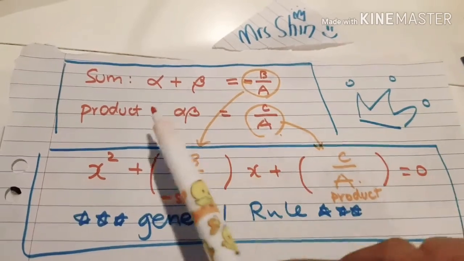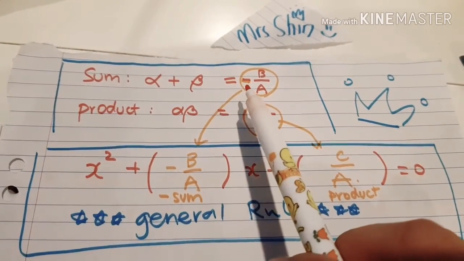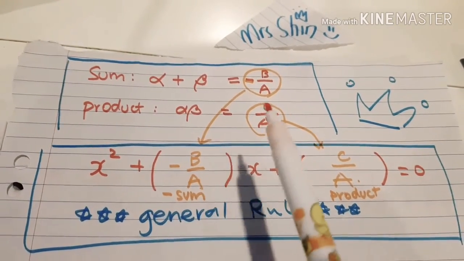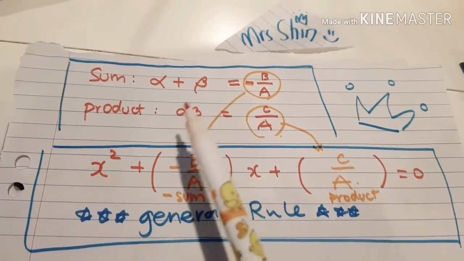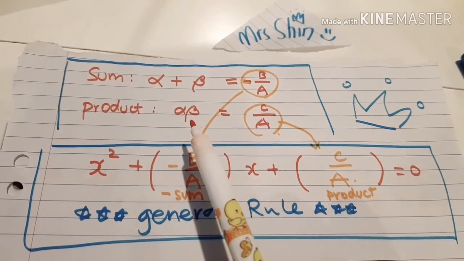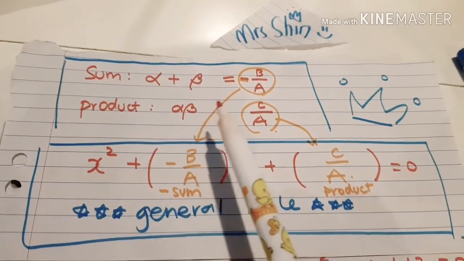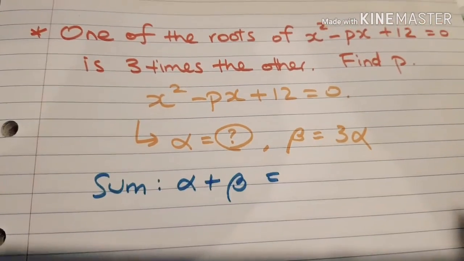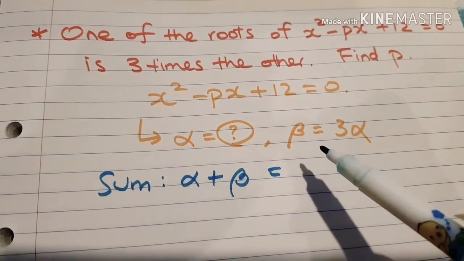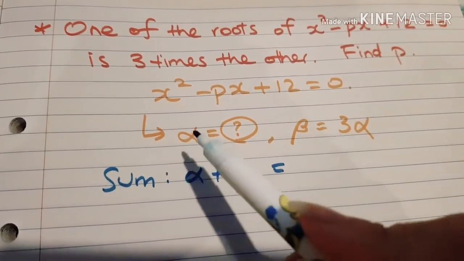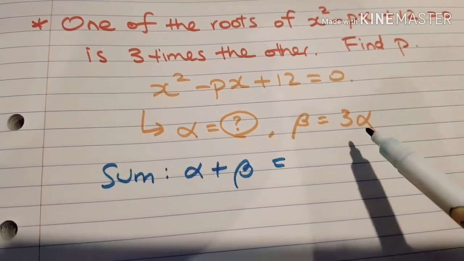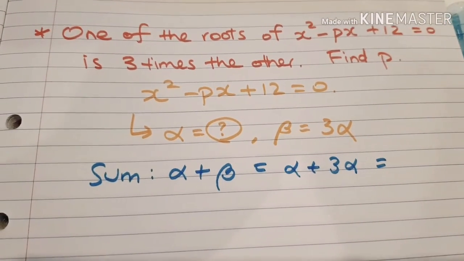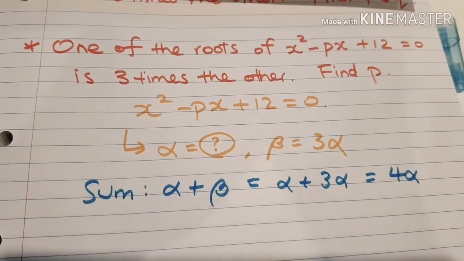Remember last lesson? If I add these roots and manually put negative, it's going to be the value over here. And this one, if I multiply the roots, same sign, same number, whatever number I get, I'm just going to put it in here. So likewise, my sum will be alpha plus beta, but what is it? Alpha is just alpha, and beta is 3 times the alpha, the first root, right? So therefore, I can rewrite it like that, and alpha plus 3 alpha will be 4 alpha.